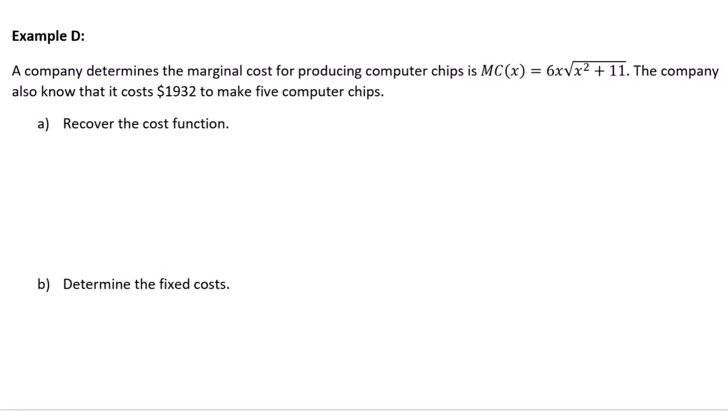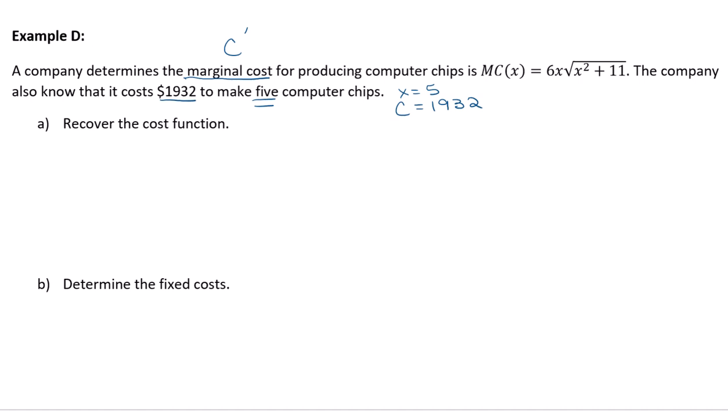A company determines the marginal cost. Now remember, marginal cost, we find it by taking the derivative of the cost function. So the marginal cost for producing computer chips is MC of x equals 6x times the square root of x squared plus 11. The company also knows that it costs $1,932 to make 5 computer chips. So that means when x is 5, the cost is $1,932.